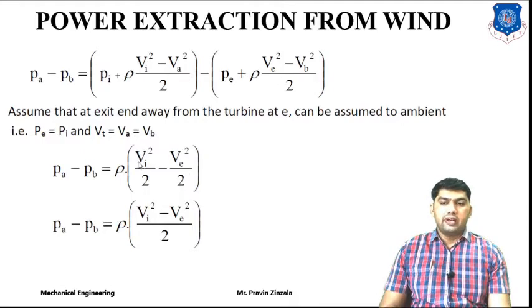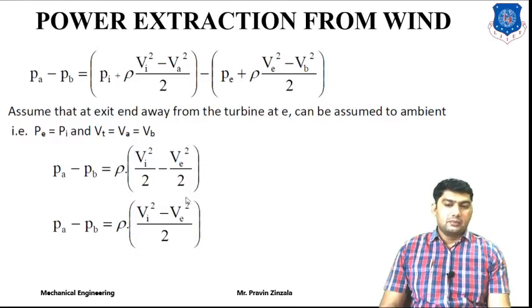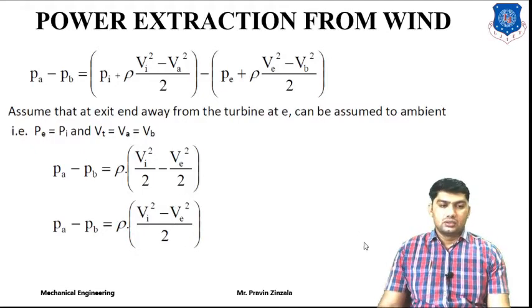So in the equation we are inserting Pe is equal to Pi and Va is equal to VB is equal to Vt. So we will get the final equation PA minus PB is equal to rho. Pi and Pe cancel. Rho we are taking common. Vi square by 2 minus Ve square by 2, because Va square by 2 minus VB square by 2 will be cancelled, because we are considering Va is equal to VB. So the final equation will be PA minus PB is equal to rho times Vi square minus Ve square by 2, means incoming side velocity square minus exit side velocity square.